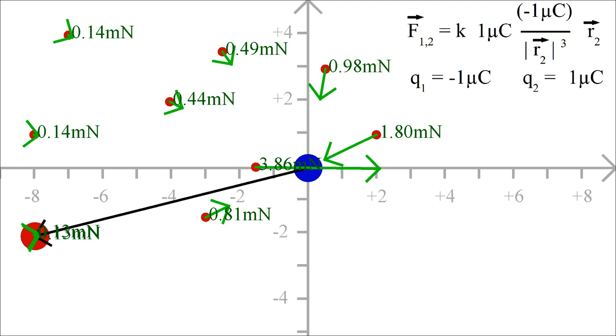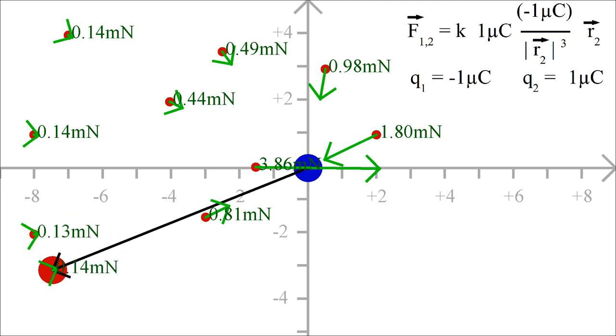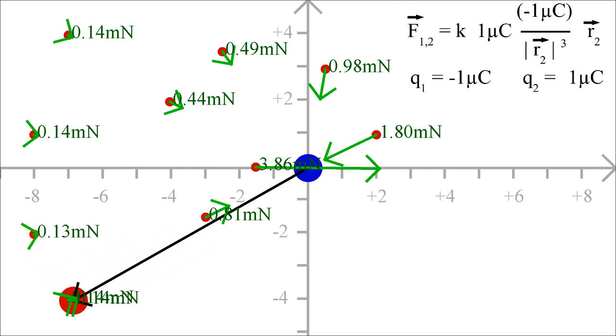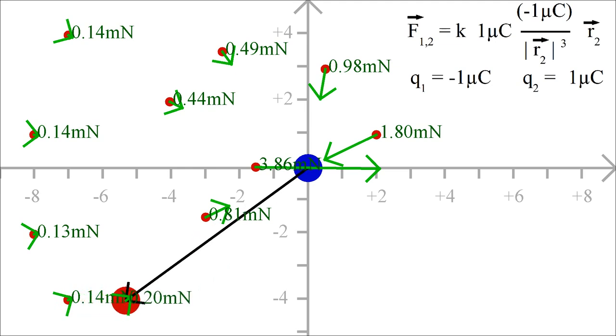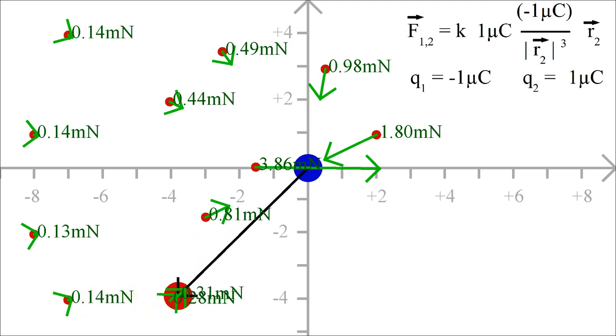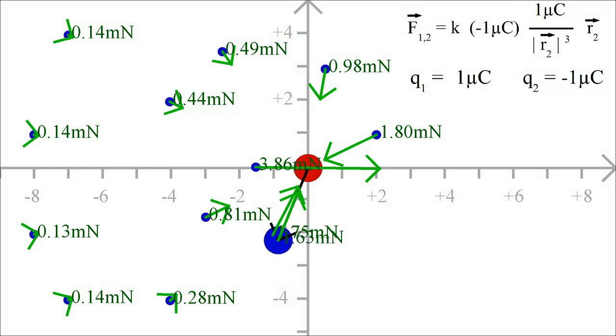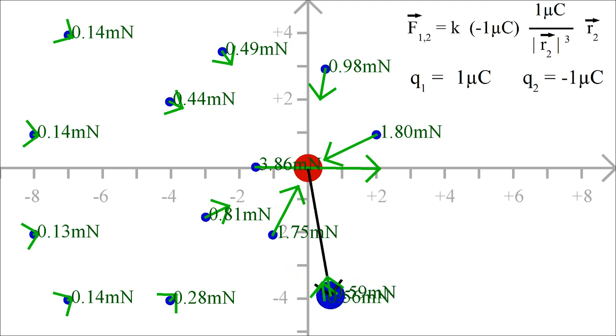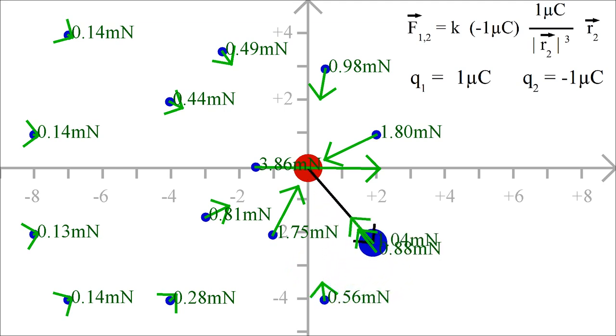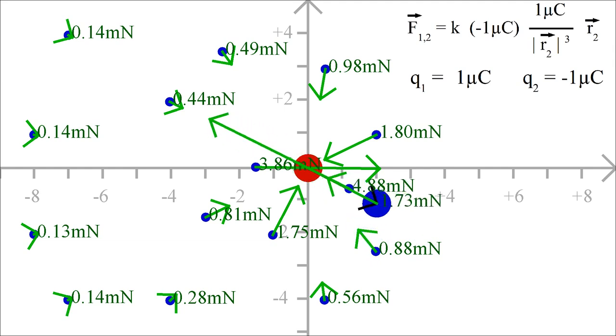The situation changes if a positive and a negative charge are used instead. Now, all force vectors are pointing to the source particle placed at the point of origin, no matter if the first or the second particle is plus 1 microcoulomb. We get always a negative value for the resulting force, indicating that it is acting contrary to position vector R2.